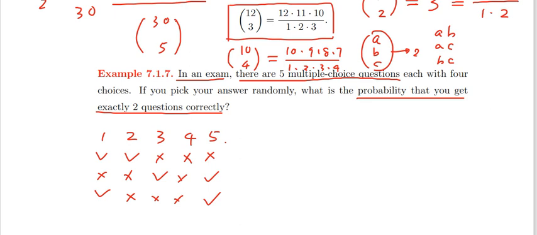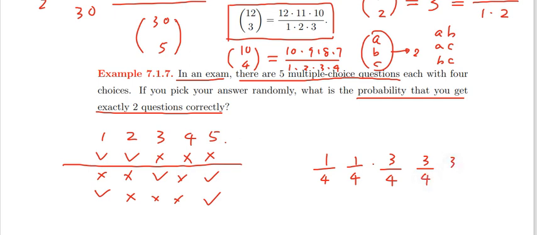So what is the probability for this case to happen? The first one correct is 1/4, since there are A, B, C, D. The second one correct is 1/4. The third one not correct: the chance is 3/4, because there are 3 answers that are not correct. So not correct is 3/4, 3/4, 3/4.